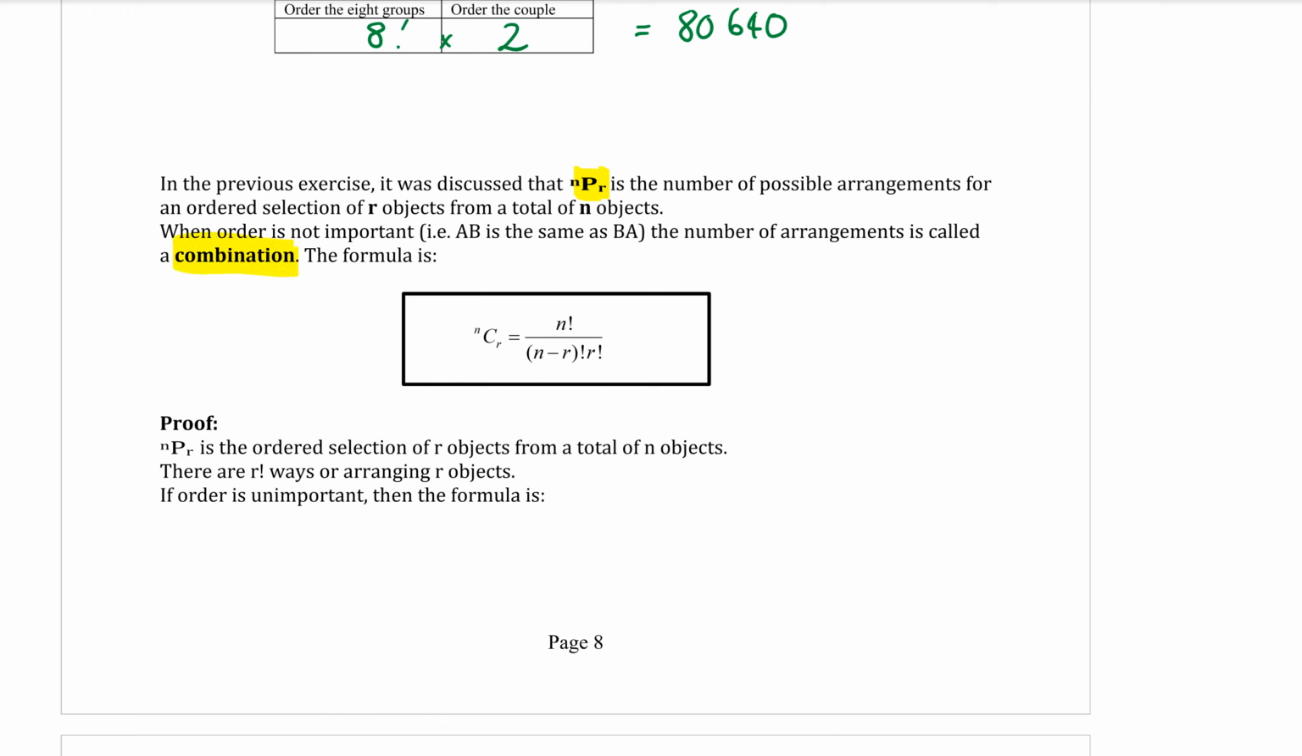And that's why I gave you that worksheet, to start identifying when the order is important and when the order is not important. There were some tricky ones on that worksheet.